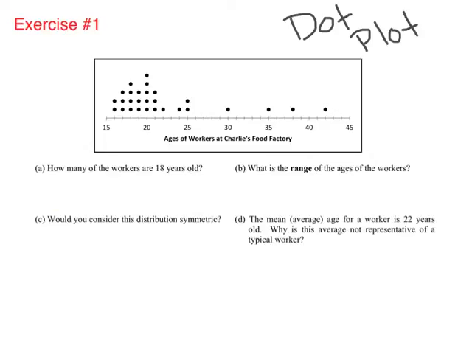How many of the workers are 18 years old? So let's go over to 18. So this is 15, 16, 17, 18, and let's count. 1, 2, 3, 4. So 4 of the workers are 18 years old.